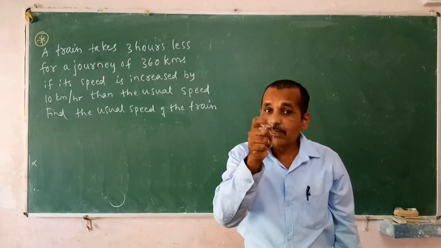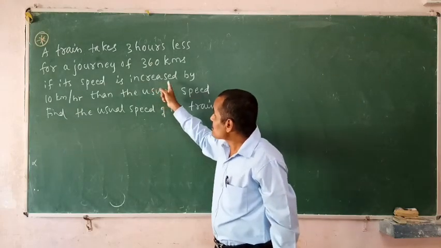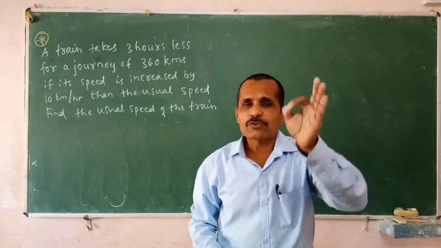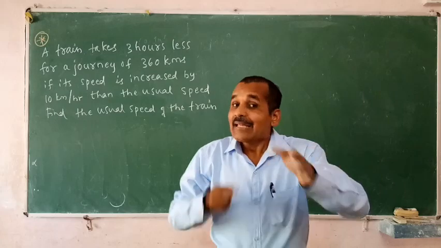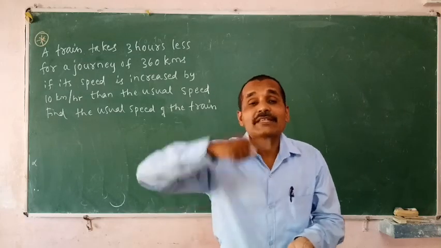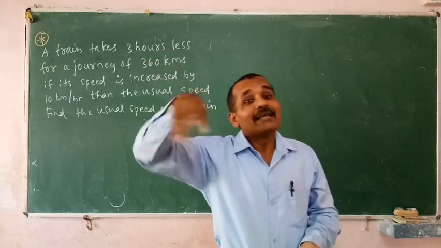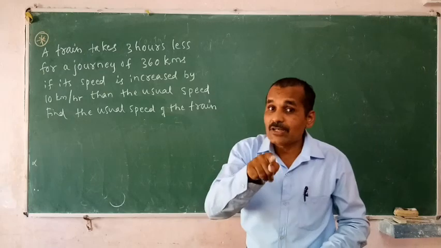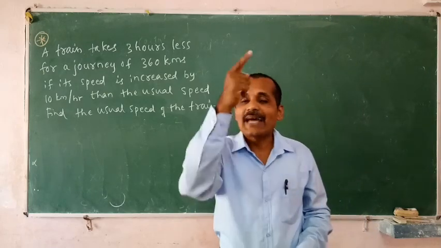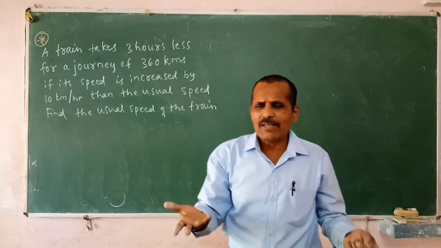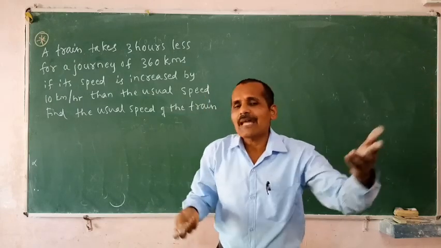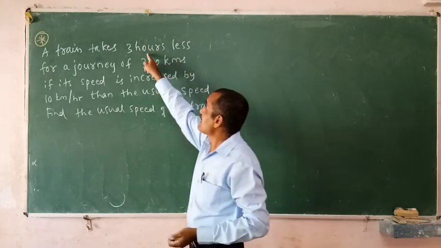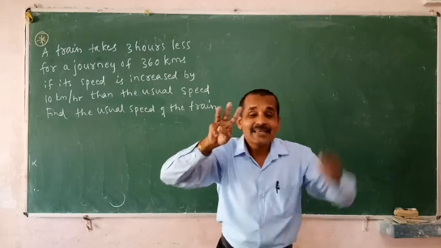On a particular day, the speed of the train is increased by 10 kilometers per hour. Say, for example, every day it is going at 80 km per hour, that particular day the train is going at 90 km per hour, 10 km more than the usual speed. Instead of 80, it is going at 90 km per hour. As a result, when you are going with more speed, naturally the time taken will be less. Because the train is going with a little higher speed, it takes 3 hours less than the usual day.